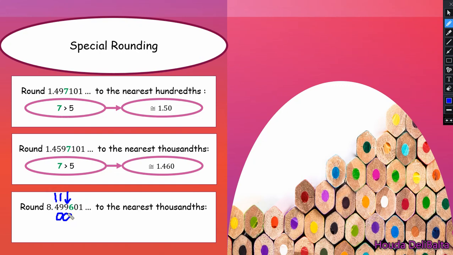What happens to the final one? It goes to 4. So again, adding 1 to 9, it becomes 10. Then adding 1 to 9, it becomes 10. So 1 goes for 4 and it becomes 500. And the answer is rounded to be 8.500, as you are going to see here.